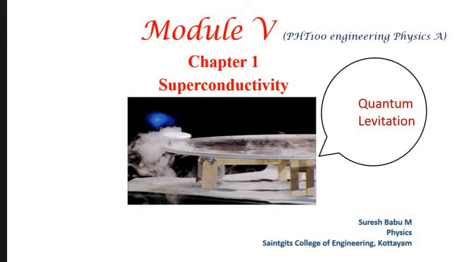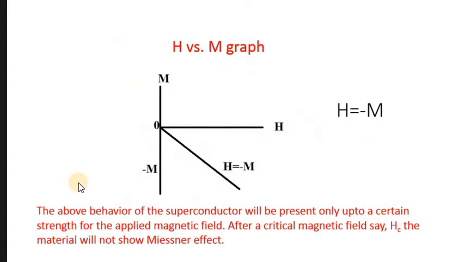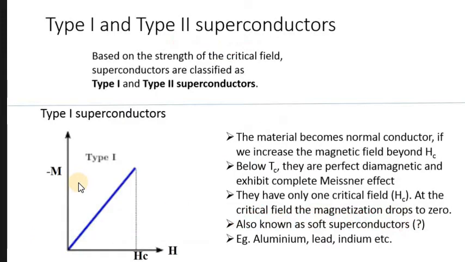Okay, welcome back. This is the second lecture about superconductivity, and we have completed the first two topics in the first video. So next is type 1 and type 2 superconductors. As I mentioned in the first lecture, superconductivity may be lost beyond a critical magnetic field Hc. Let's see how this field classifies superconductors. Based on the strength of the critical magnetic field, superconductors are classified as type 1 and type 2 superconductors.